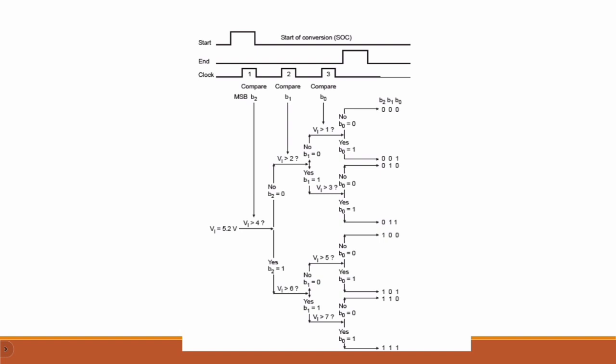Now we have to compare the incoming voltage 5.2 volts with the 5 volts. Now 5.2 volts is greater than 5 volts. So now we have to move the B0 bit to the 1 condition. So finally we will get the digital output as 101, that is approximately a digital conversion of the given analog input voltage.